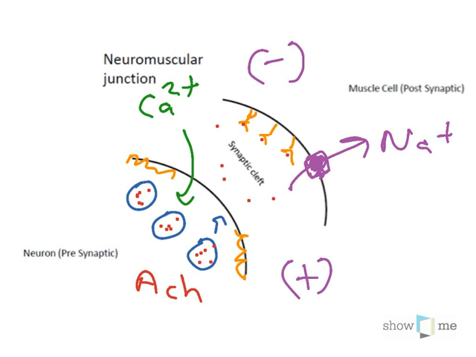As it rushes in, it's attracted to the slightly negative inside of the muscle cell. As this happens, the cell gets to be slightly positive. As the sodium rushes in, it becomes highly positive and keeps getting more so until it reaches threshold. And then it will go from threshold to the action potential. And this is how step 3 happens.